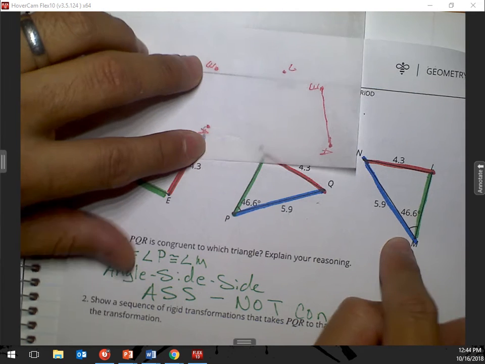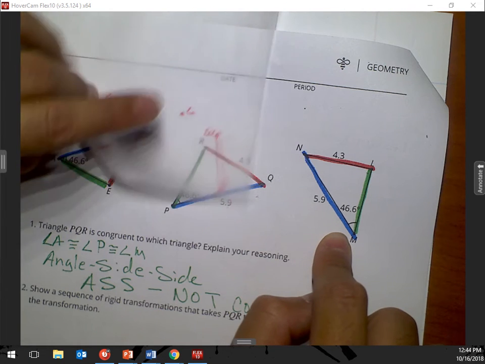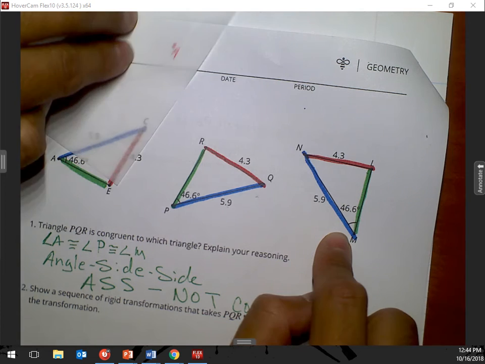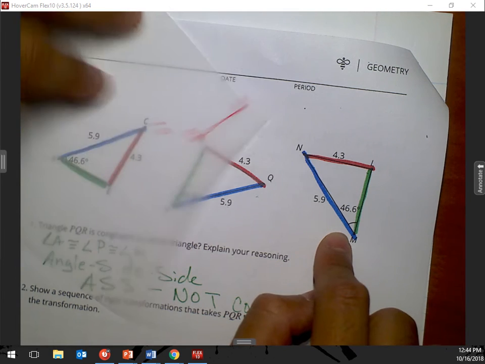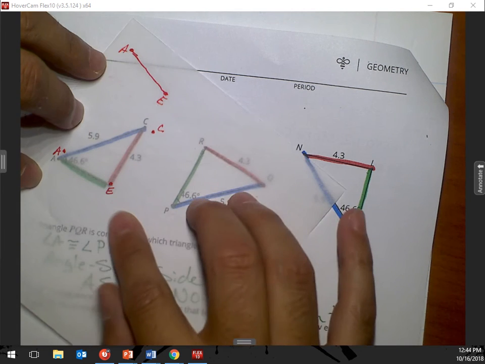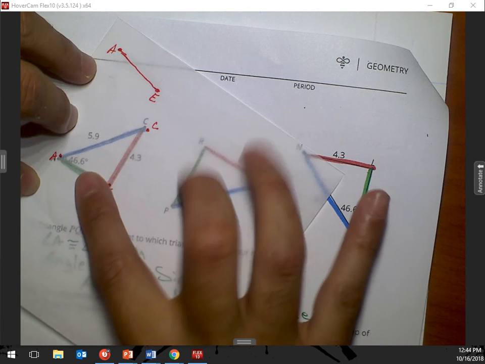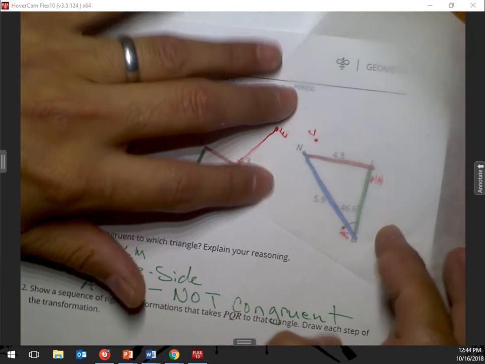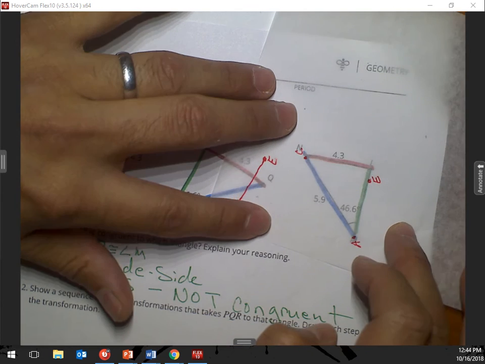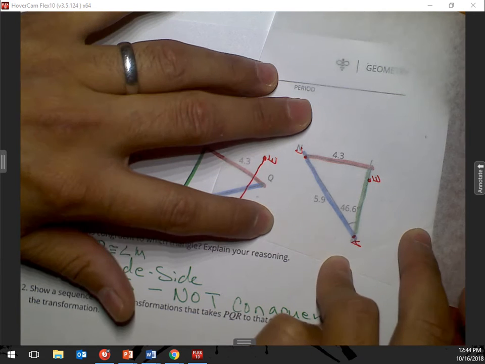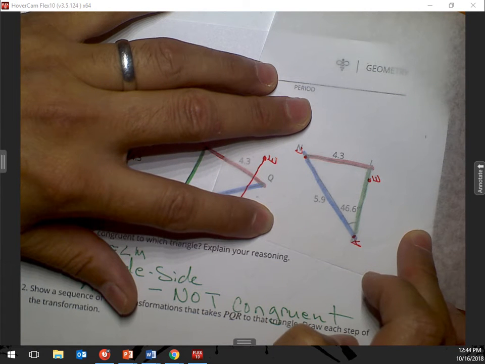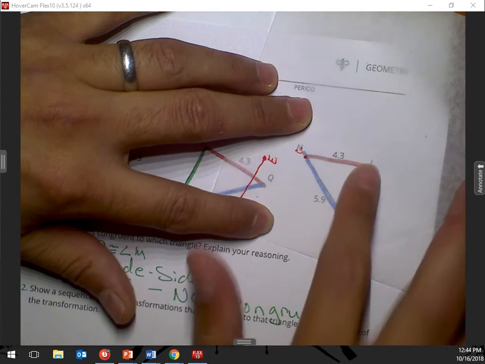So now let's take a look at this next one. E is supposed to be on this side, I think. So A to E, right there, is the green. Let's line that up. A goes there, E goes there, and C goes there. Does that one line up? No. This one does not line up.